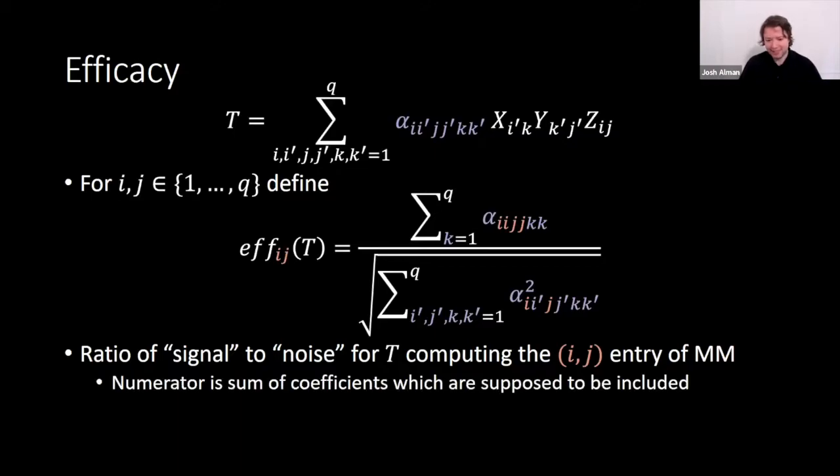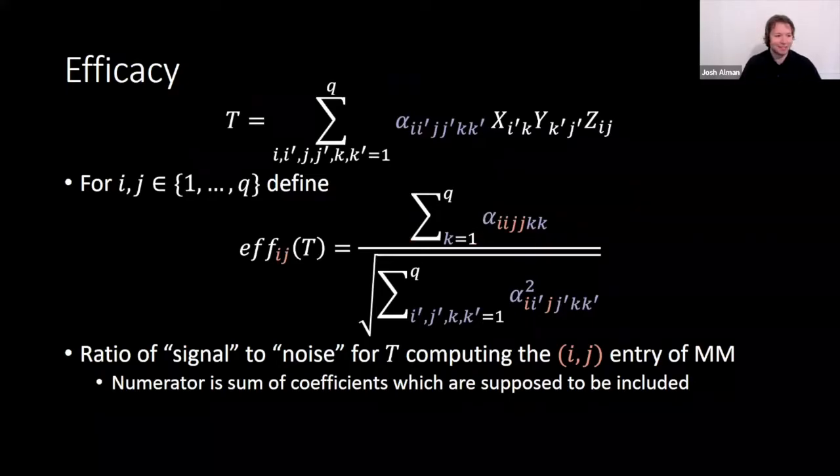One thing you can see is that the numerator is the sum of the coefficients for all the terms that are supposed to show up in the ij entry of matrix mult. So if this were actually the matrix mult tensor, this would be the sum of the q different coefficients that are 1 and that show up in the ij output entry. So this is the sum of the coefficients that are supposed to show up. It's like the signal for computing matrix mult.